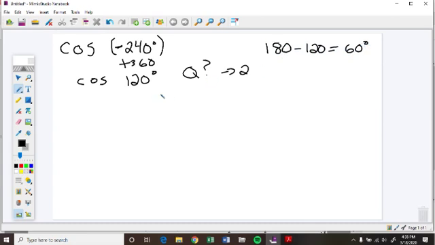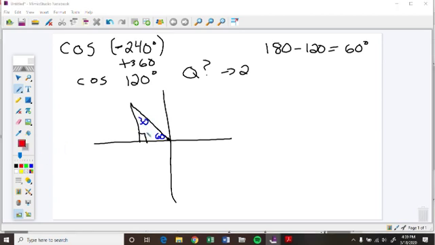So I need to draw my triangle in quadrant 2, and I have a 60-degree reference angle. I'll label that right here, 60, which makes this 30. And then I can label my sides the right way, opposite the 30, and normally it would be 1, but in this case it's negative 1 since it's a negative x value. The hypotenuse is always positive, that's a positive 2, and this is radical 3.